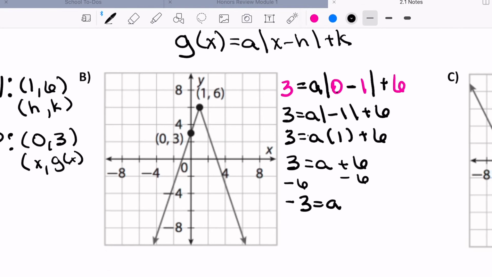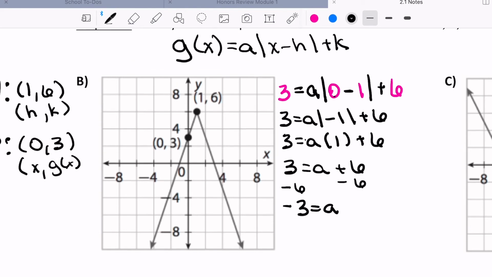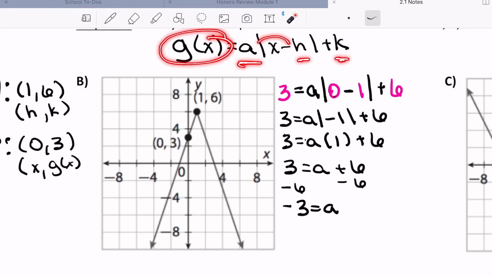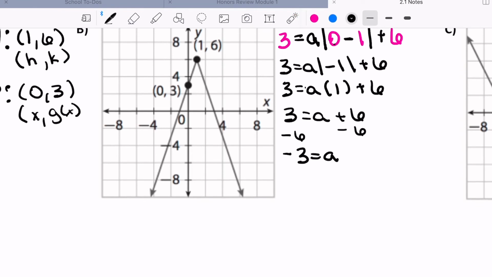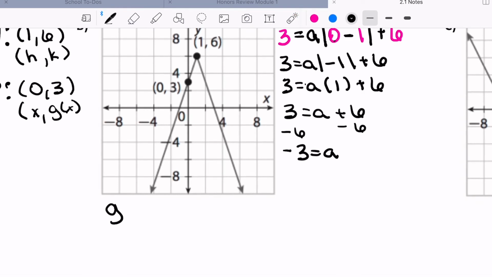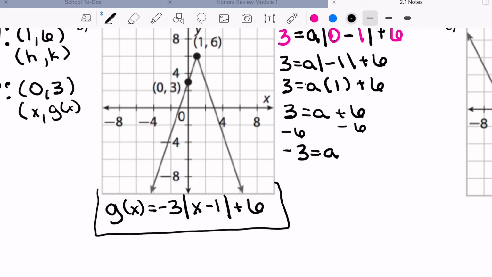Now put it all together. Remember, when it comes to substituting and writing the function, we only substitute a, h, and k. G of x and x remain as g of x and x. So the function that represents this graph is g of x equals a times the absolute value of x minus h plus k. This here, g of x equals negative 3 times the absolute value of x minus 1 plus 6.